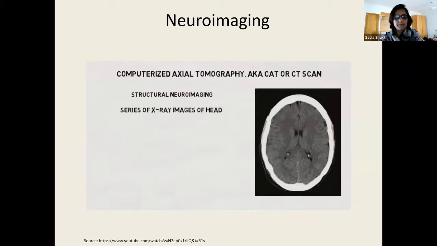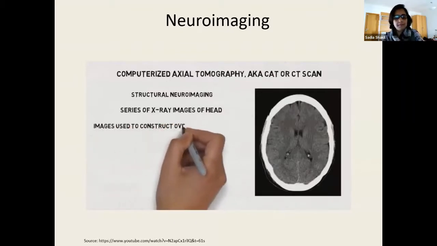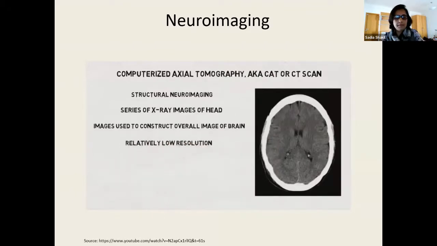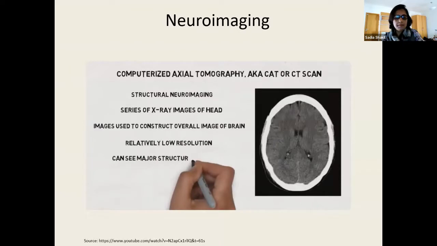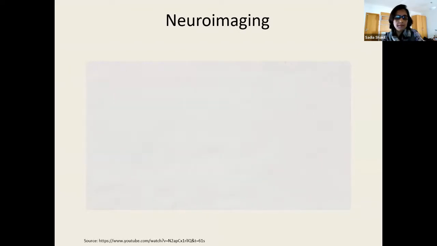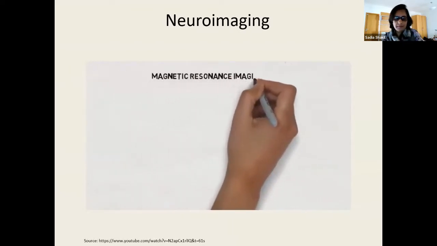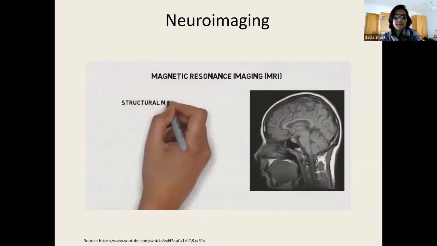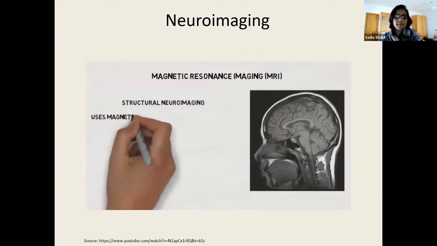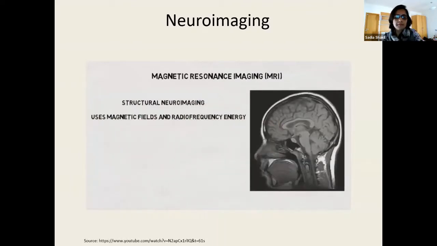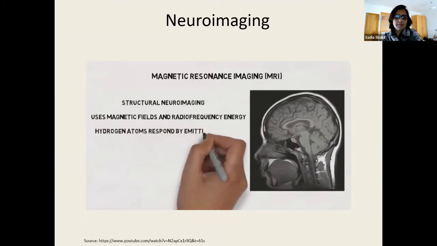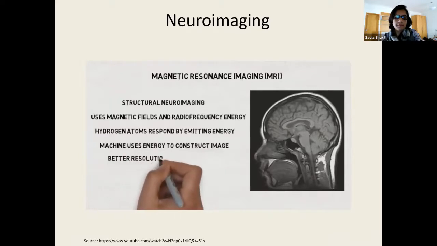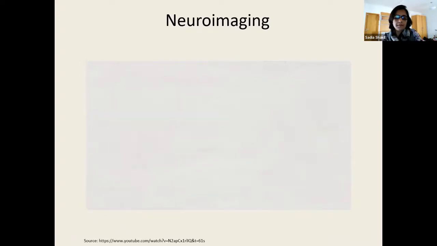It involves taking a series of X-ray images from various locations around the head. These images can then be combined to construct an image of the brain. The resolution of CT images is not that high, but they can visualize any major structural problem of the brain, like a tumor. Magnetic resonance imaging, or MRI, involves applying a combination of magnetic fields and radiofrequency energy waves to the brain. Hydrogen atoms respond to the magnetic fields and radiofrequency pulses by emitting energy. The MRI machine receives this energy and can tell what part of the brain it came from. A computer can use that information to reconstruct an image of the brain that has high spatial resolution.